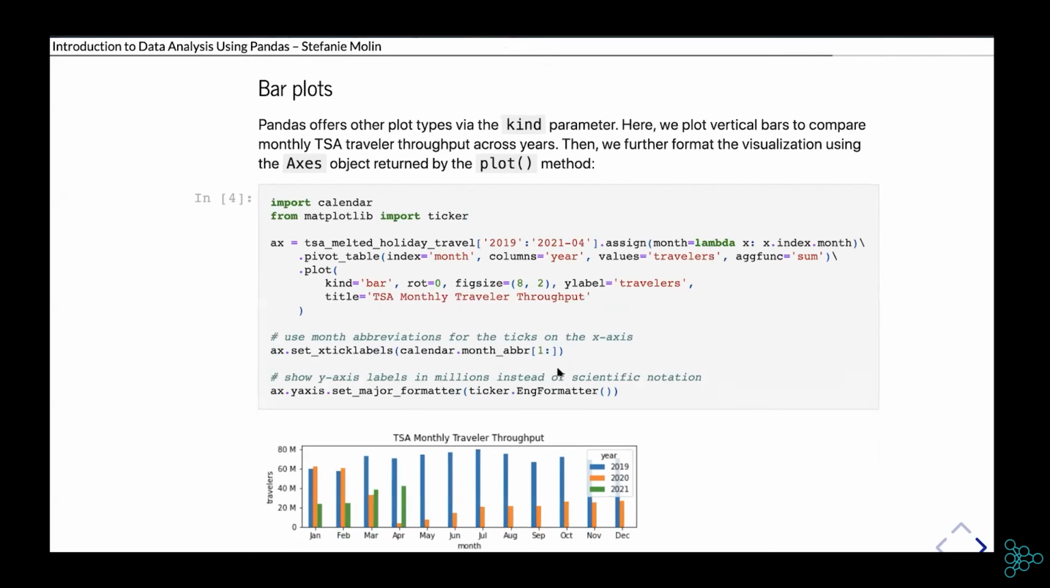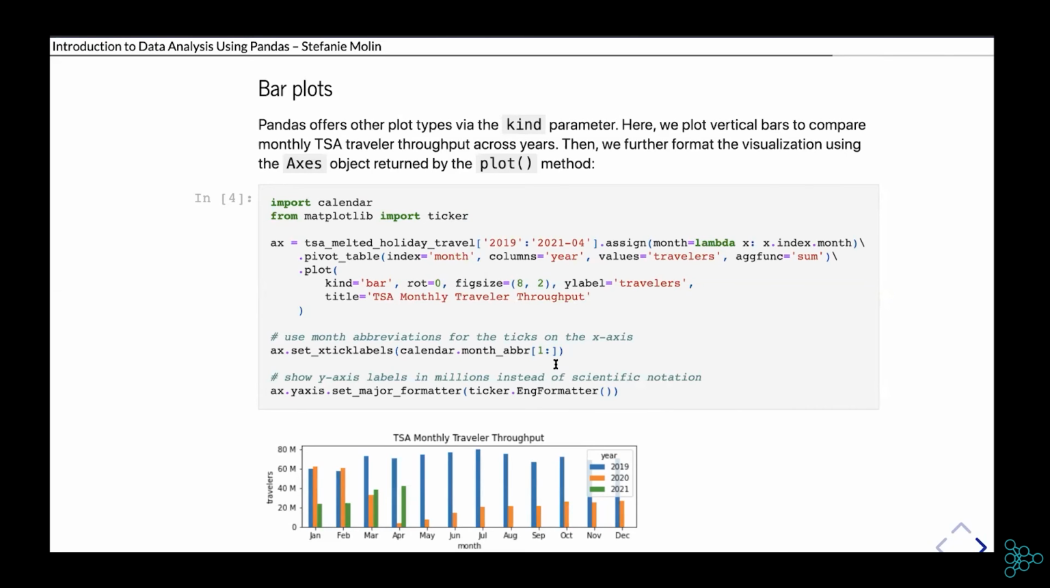Okay, so now we're going to take a look at bar plots. The way we access different types of plots with the Pandas plot method is via the kind parameter. In this case, it's just a matter of switching that kind from the default value of line to something else. And in this case, we're going to use bar. So we're going to make vertical bars to compare the monthly TSA traveler throughput across years, but by month.